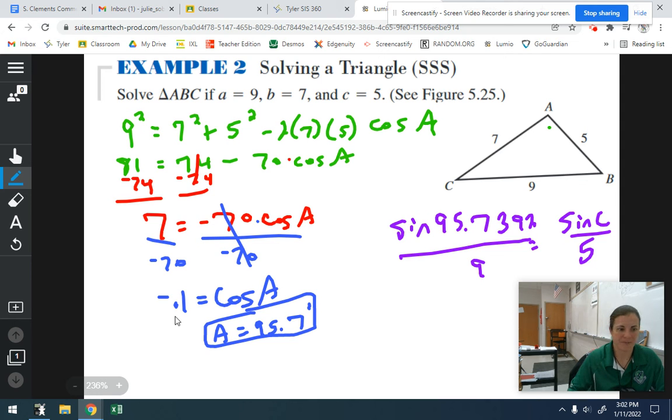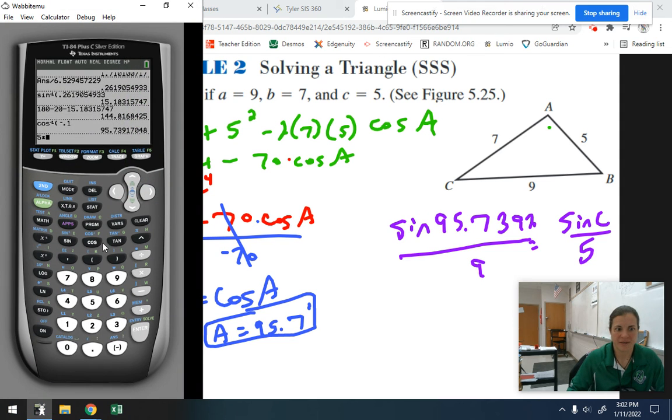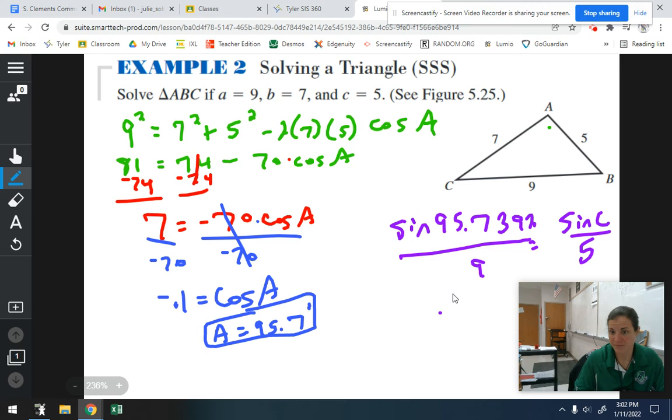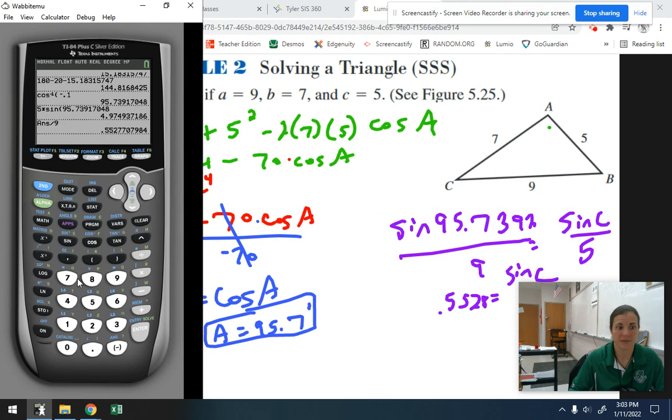And then you can cross multiply. So I'm going to do 5 times the sine of that 95 number. And then sine of C times 9 is just 9 sine of C. So I have to divide that by 9. And that's going to give me this weird decimal, so 0.5528. And then your last thing is I need to get C alone, so I got to do the inverse sine of that. Whoops, wrong button. So inverse sine of that will give me about 33.6 degrees.